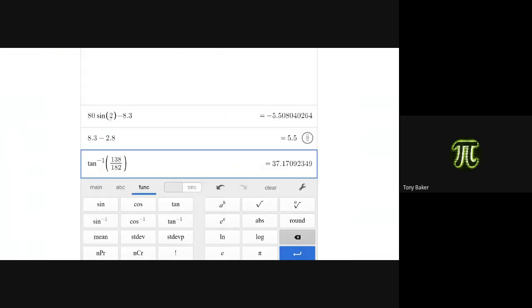So in this case, that's the tan -1 of 138 over 182, and it's 37.17 degrees. And I think most of these are to the 10th. Yeah, this one's to the 10th. So we'd have 37.2 degrees for this one.